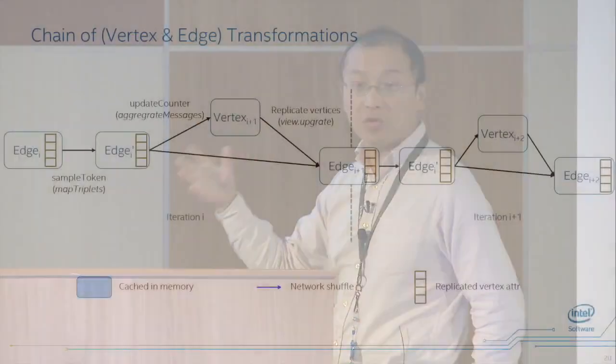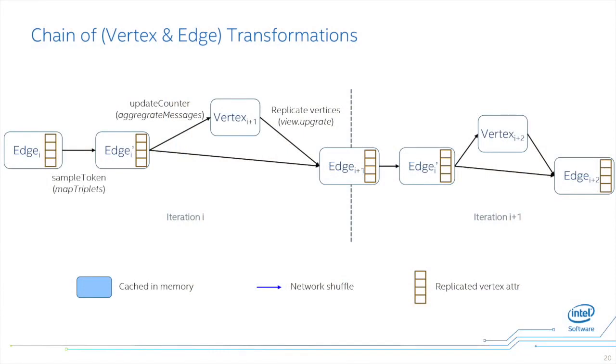So this is what the chain of transformations looks like. This is not a 100% accurate RDD chain or RDD lineage, but it gives some illustration of how those transformations work. In that iteration, you start with the edge, say edge i. You do a sample token, which gives you a new edge i prime. Then based on edge i prime, you do an update counter, which is essentially aggregate message. You get a new vertex, vertex i plus 1. With that, you shuffle the attributes in vertex i plus 1 to the edge partitions. You generate edge i plus 1, and then you just iterate.